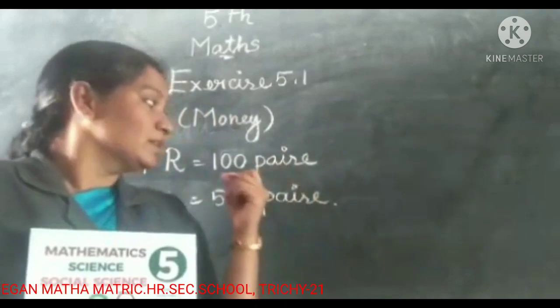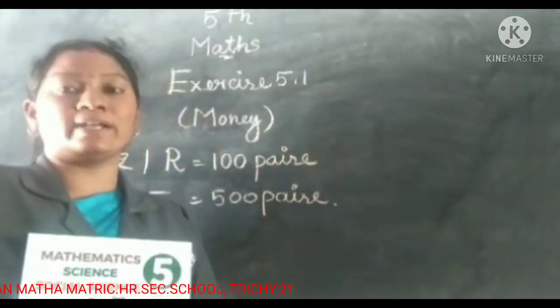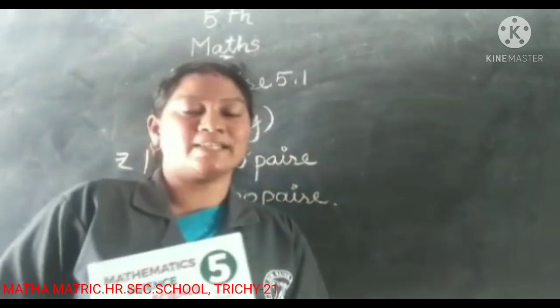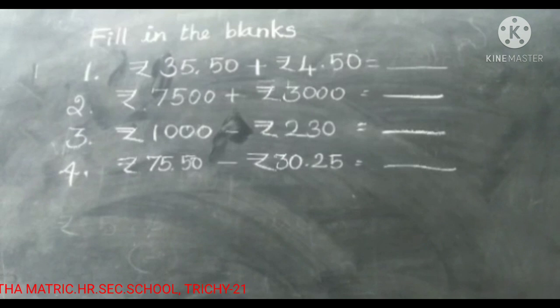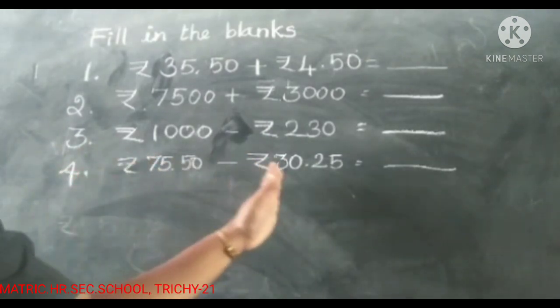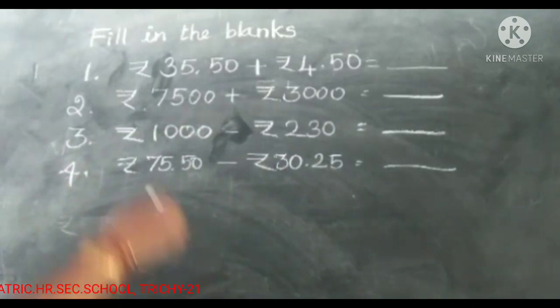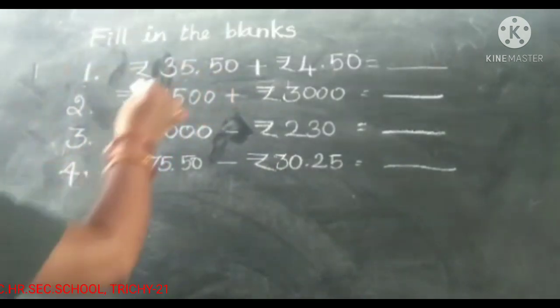So now in this video we are going to learn the exercise 5.1 sums. Okay, come, let's start the class. First, exercise 5.1, fill in the blanks. You have to fill in the blank. Okay, you see the first one, 35 rupees and 50 paise.